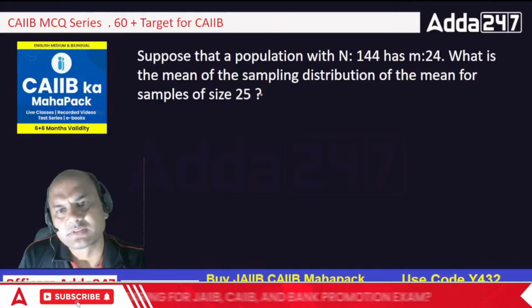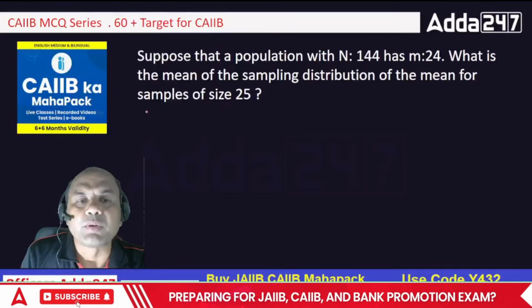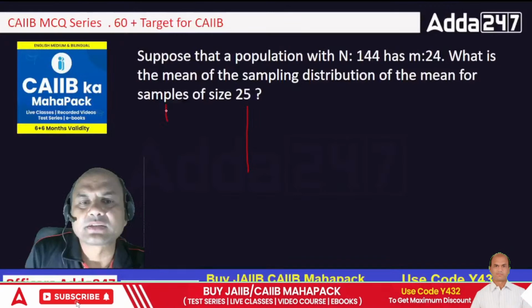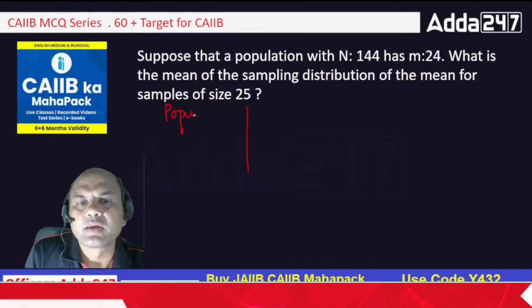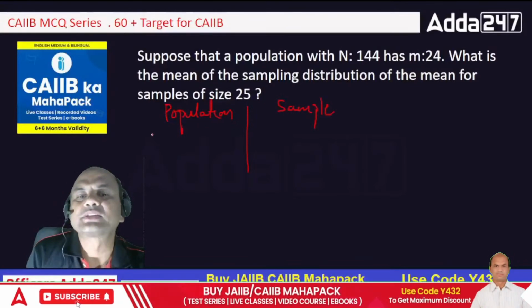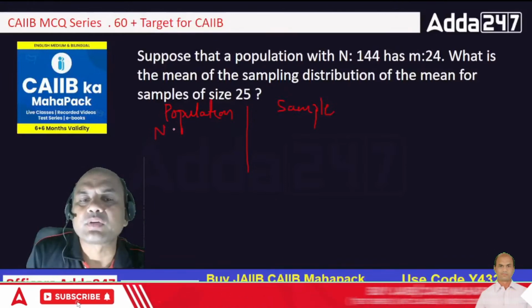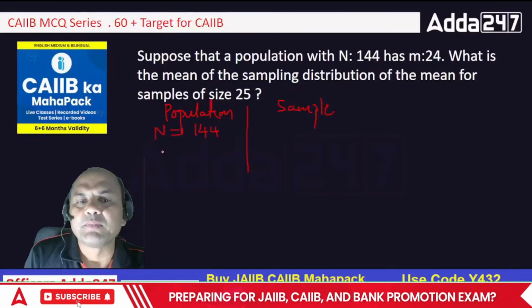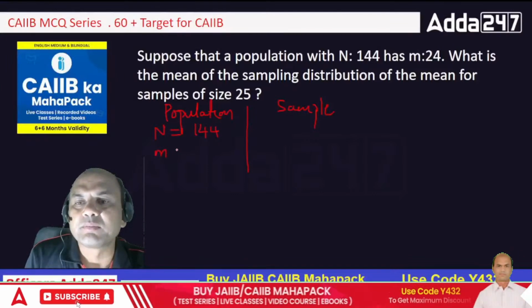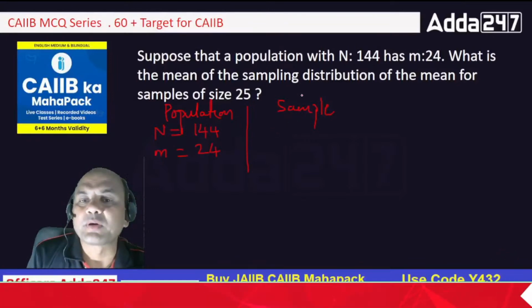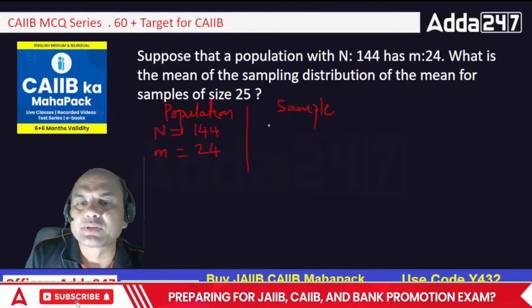It is difficult and also easy. Understand. I will draw two parts over here: one about population and second about sample. What is given? Capital N is always used for population, that is 144. M, the mean, equals 24. And about the sample, what is given? Small n equals 25.